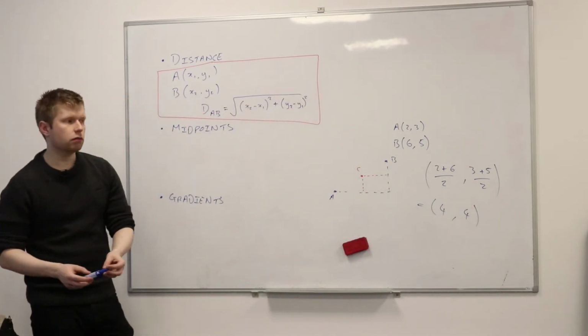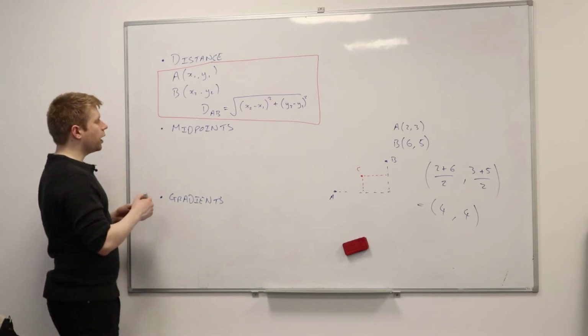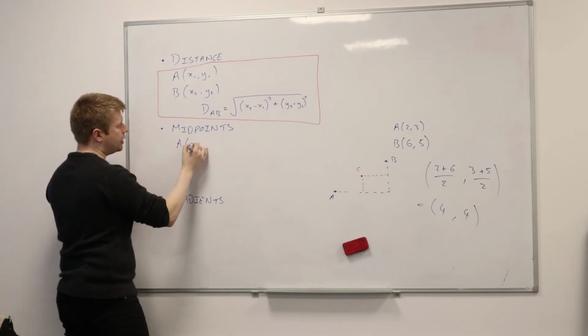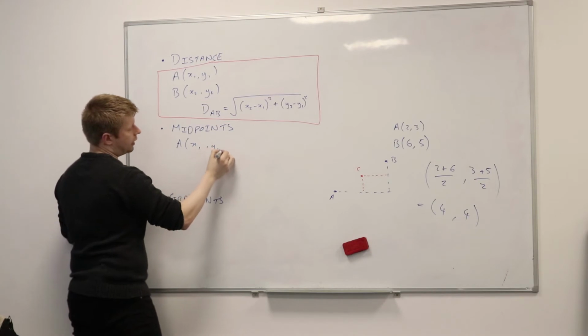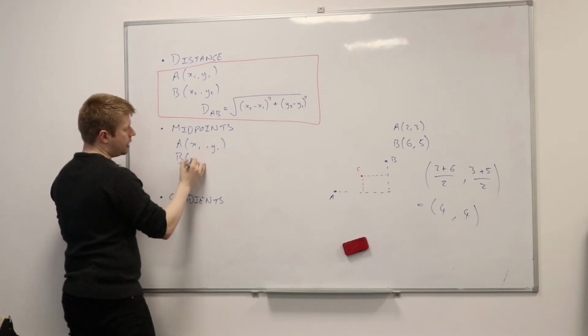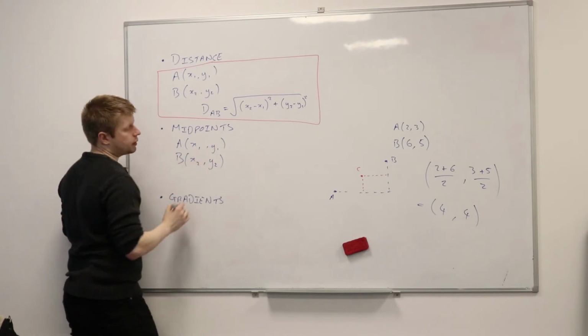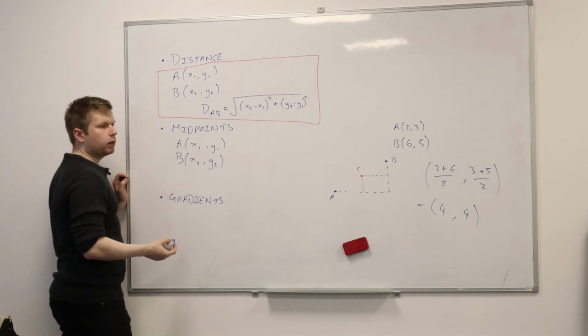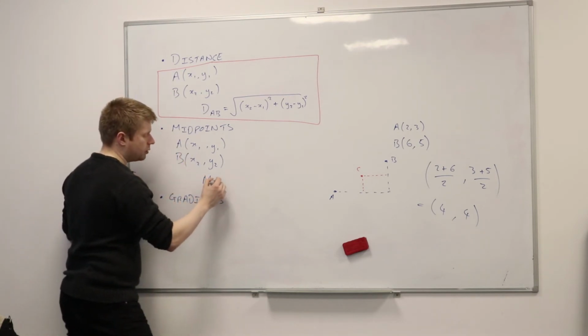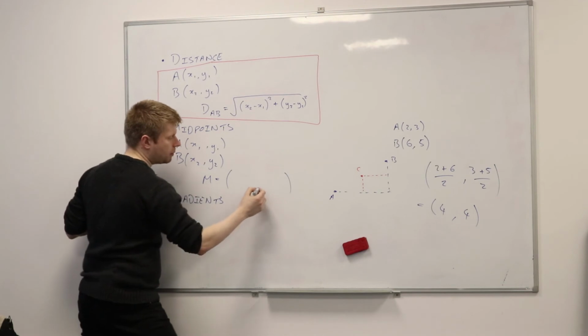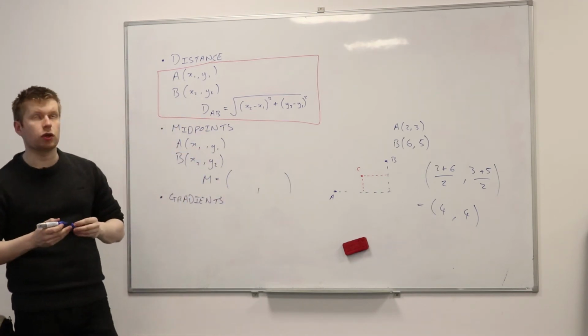Is that okay? Yeah. So if I was going to formalize this then, if I said A is just x1, y1, exactly the same as before, and B is x2, y2, exactly the same as before, where would the midpoint be? Well, I'm going to call it M for midpoint. How would I calculate the midpoint from x1, y1 and x2, y2?